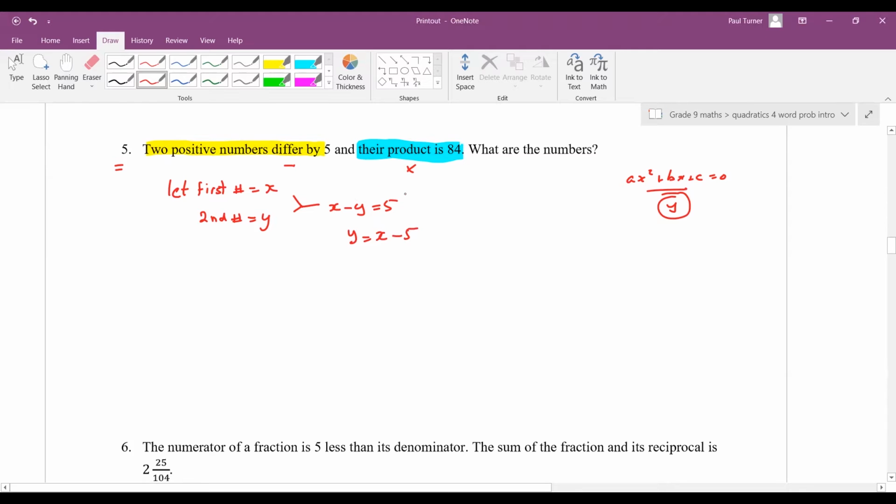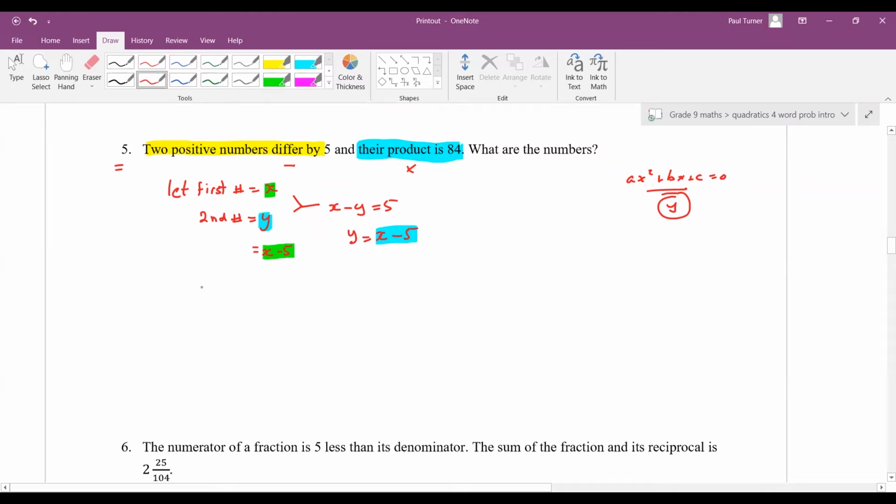So just take your minus y over and bring your 5 over to the other side. So you'll end up with y equals x minus 5. So this here will become x minus 5 instead. So your two numbers are x and x minus 5. Okay, and when you subtract them, you'll get 5 as the difference. So that means then that their product is 84.